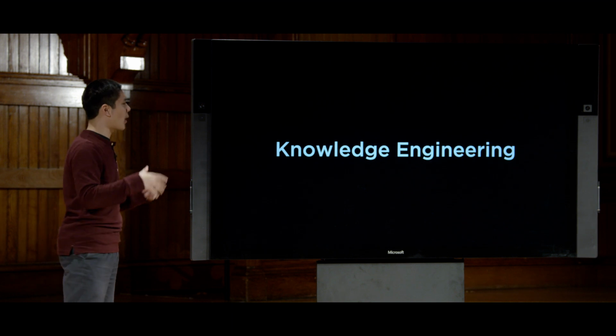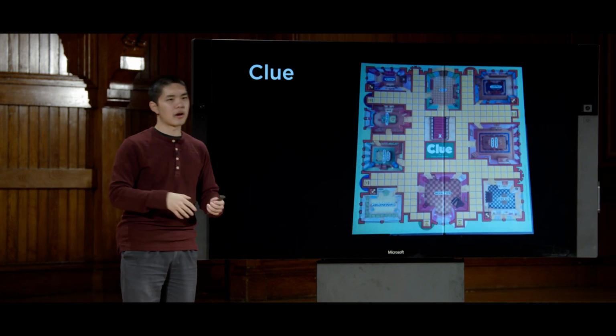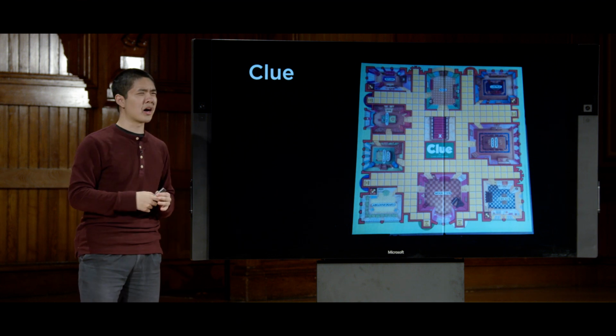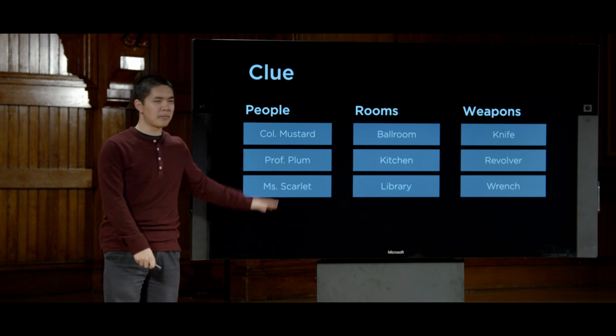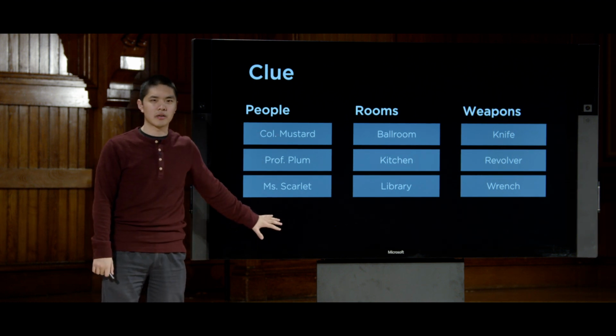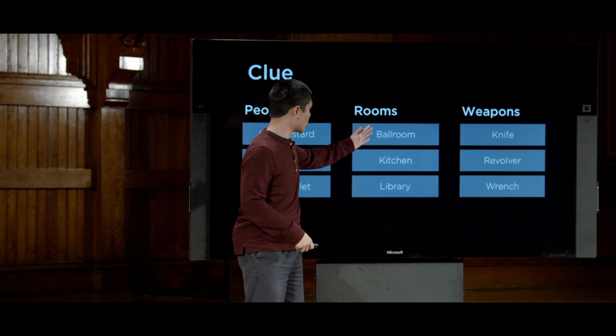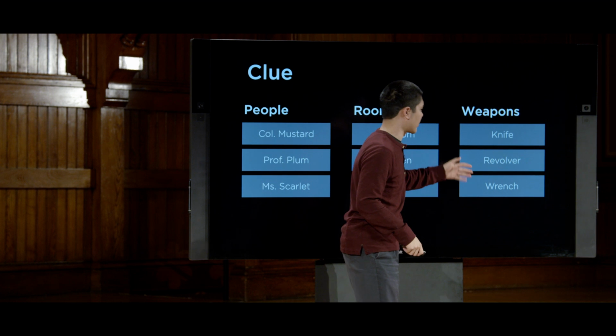And we'll start with a very popular board game in the US and the UK known as Clue. Now, in the game of Clue, there are a number of different factors that are going on. But the basic premise of the game, if you've never played it before, is that there are a number of different people. For now, we'll just use 3: Colonel Mustard, Professor Plum, and Miss Scarlet. There are a number of different rooms, like a ballroom, a kitchen, and a library. And there are a number of different weapons: a knife, a revolver, and a wrench.